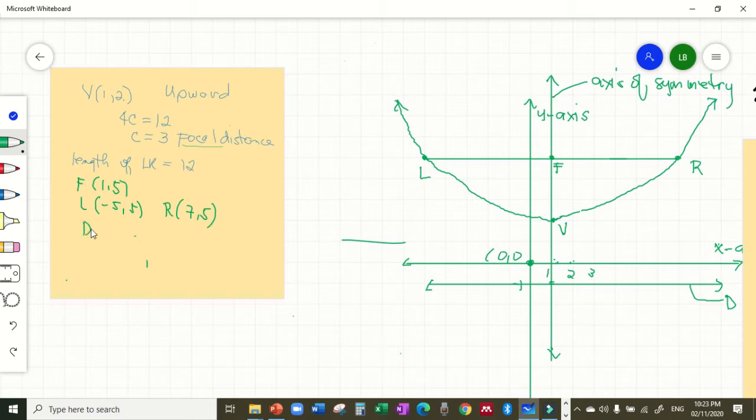And the directrix is this line. From the vertex, we have 1, 2, 3. So this line is our directrix, and it is y equals negative 1. And the axis of symmetry, this line that divides the parabola into two equal parts, is x equals 1. Okay.